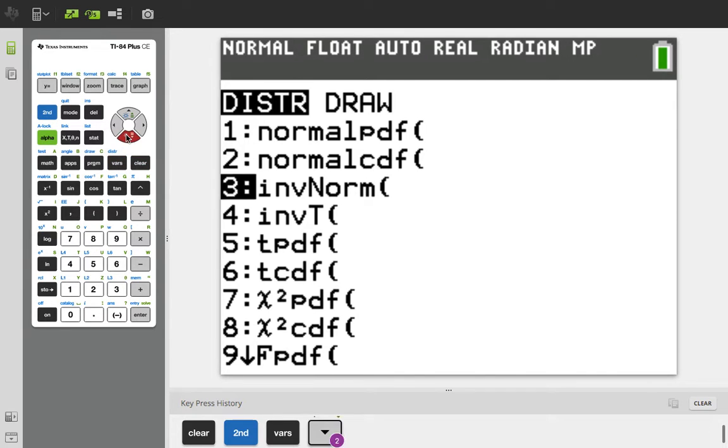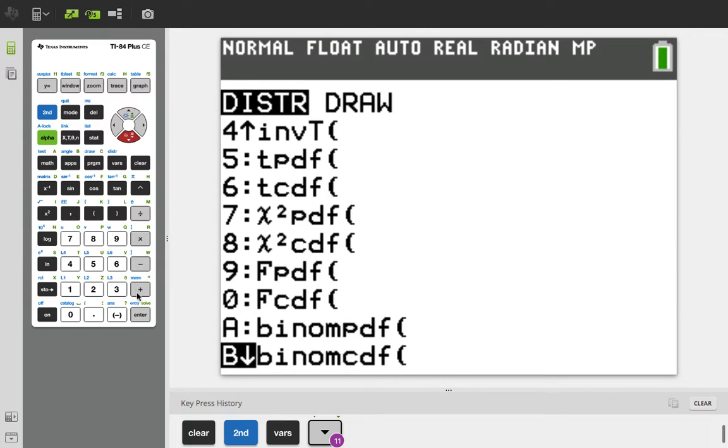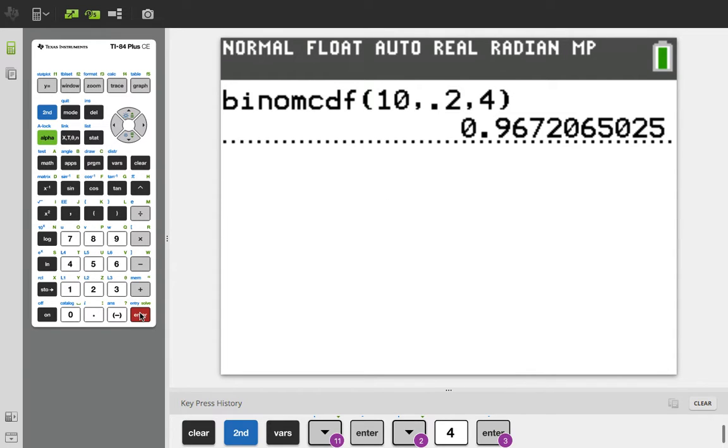Put a second distribution, binomial CDF. 10 questions correct, 0.2 was the probability, and then we're going to put 4 here. So this will give us that probability that she gets 0 or 1 or 2 or 3 or 4 correct. So there's about a 96.7% chance she gets 0 or 1 or 2 or 3 or 4 questions correct.